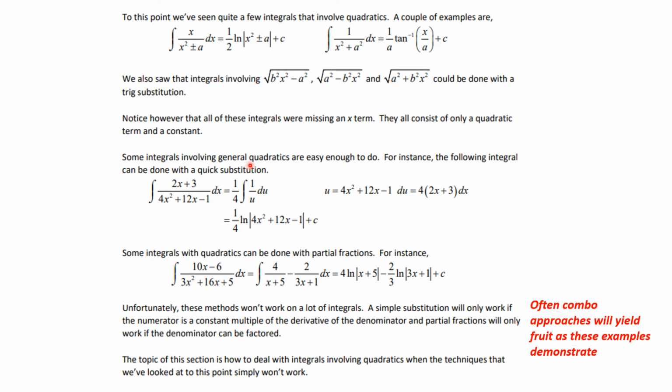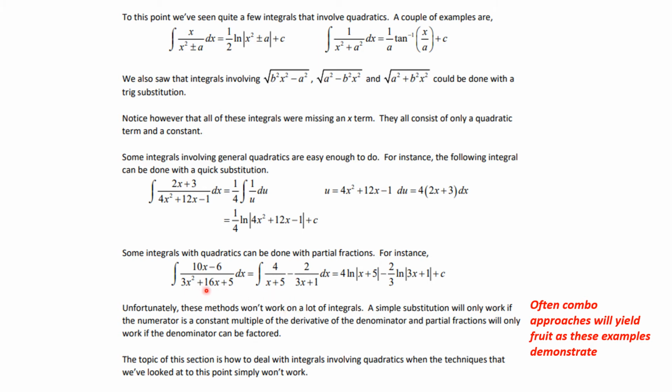Now, some of them that do have an x term are easy to do. This one, for example, if I let u be the bottom, then the top is, well, if you let this be u, then du is 8x plus 12, which is a multiple of 4 of the top, so that's easy to do. You do a u substitution, and you have du over u fundamentally, and with the constant you get this as an answer. And other integrals with quadratics in the denominator can be done with partial fractions, like this one.